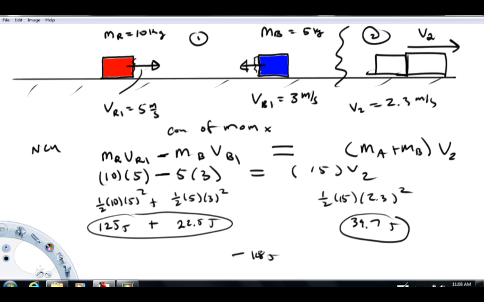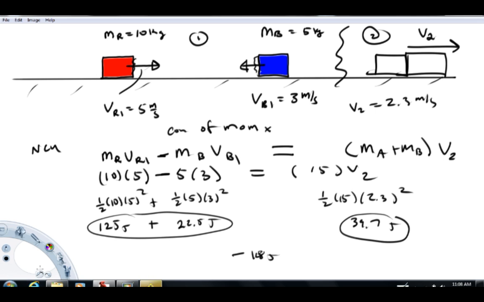Typically, if you look at the kinetic energy before and the kinetic energy after, what you'll find is that the kinetic energy after is almost always less than before. It doesn't have to be. There are examples where it's equal. And there are problems where the final kinetic energy can be higher.